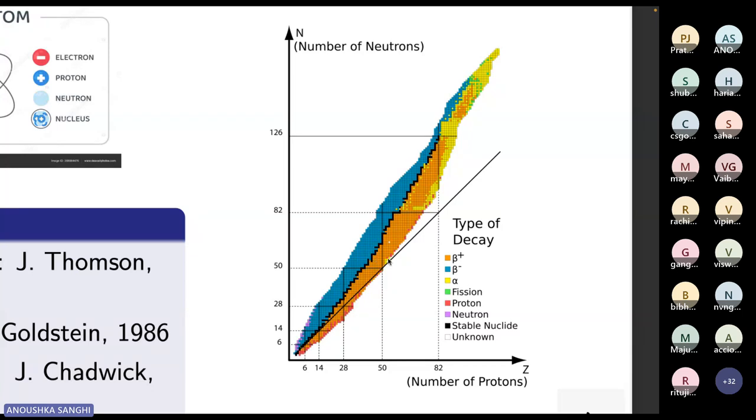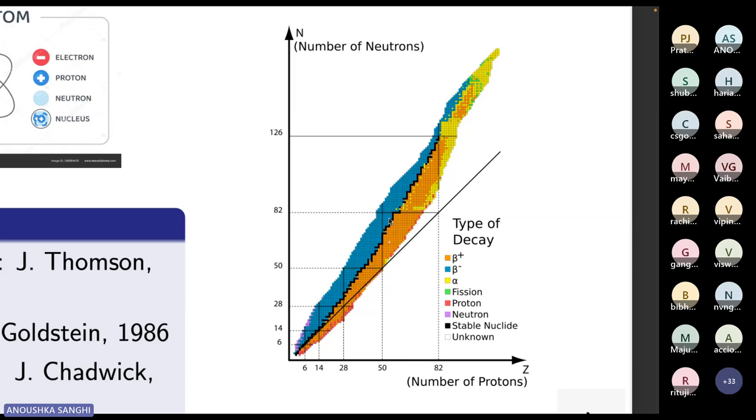To come under this stability curve, it can undergo decays, right? That's why we have mentioned types of decays. It can either undergo beta decay or other kinds of decays. If we have an excess number of protons or an excess number of neutrons, then it can undergo beta decay to come to the stable energy level.